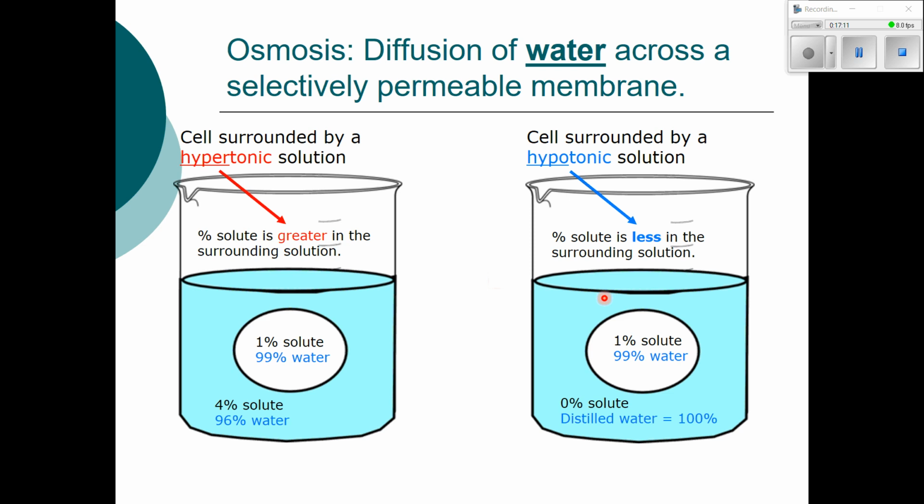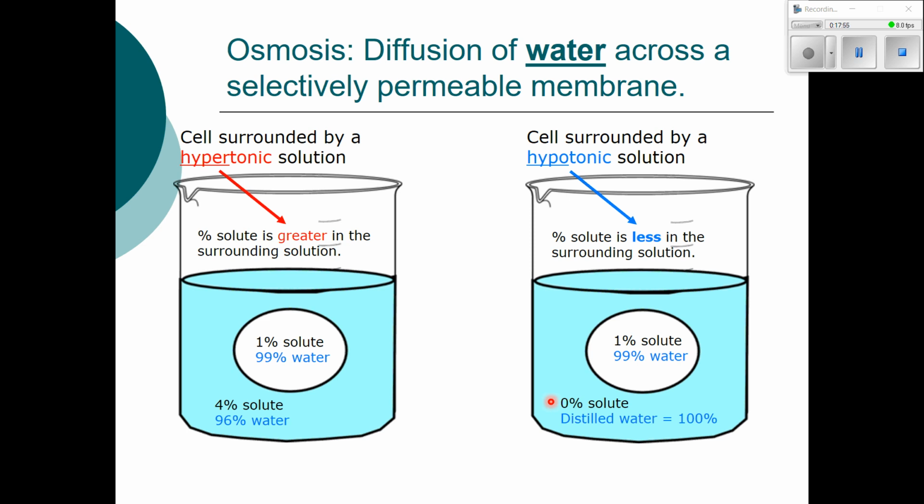On the other picture, notice it's the opposite. This liquid out here is distilled water. It's 100% pure water. There's nothing dissolved in it. So 0% is less than 1%. There's less solute in this beaker water than there is inside the cytoplasm. So we call that type of solution hypotonic. Hypo rhymes with low. So just think low solute. In this case, it's 0. You can't get any lower than that. That means there's a very, very low amount of sugar or salt dissolved in this water.